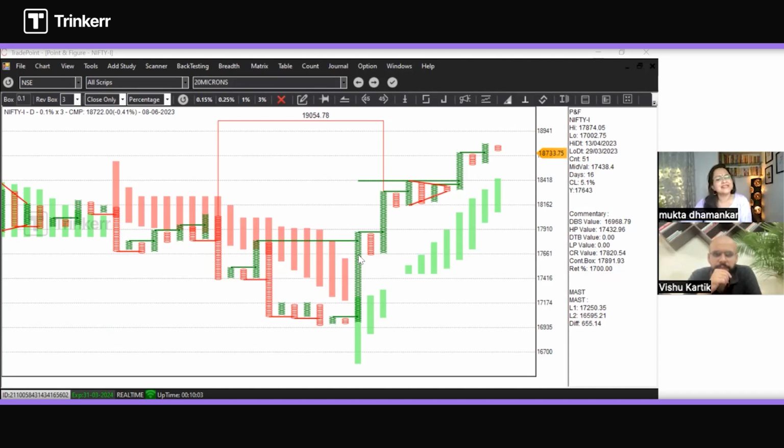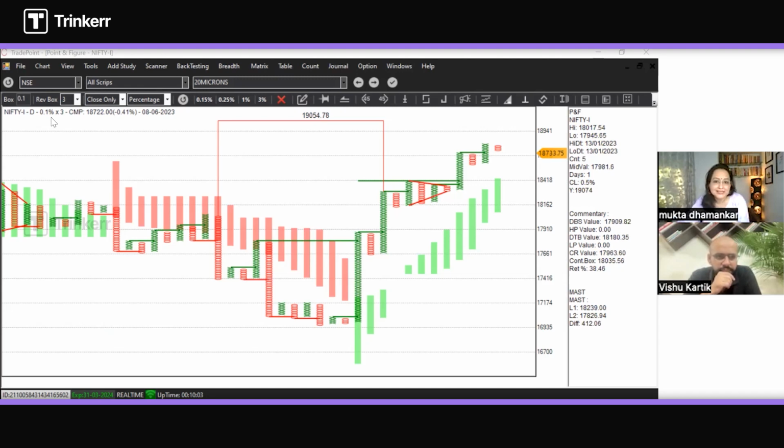So first, that brings in objectivity to me that I exactly know what prices are doing. Secondly, there is something called box size. Here on the top left corner, you can see that I have defined a box size of 0.1%.